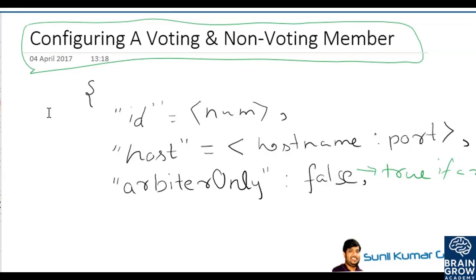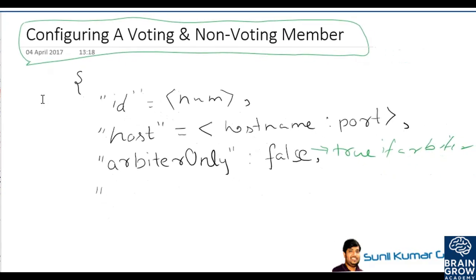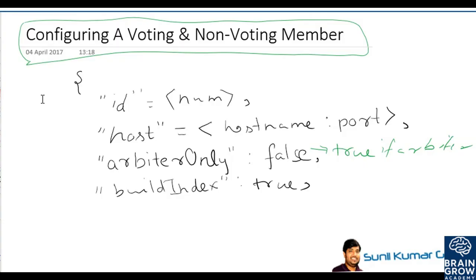Next we have another attribute called buildIndexes, which you can set to true. If you want to build indexes you can give true, otherwise you can give false. Next one is hidden. If you want this member to be hidden you can write true, otherwise it will be false.